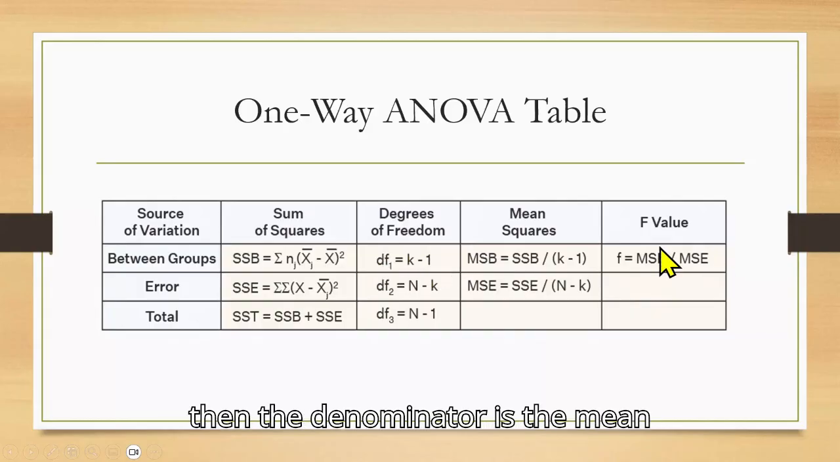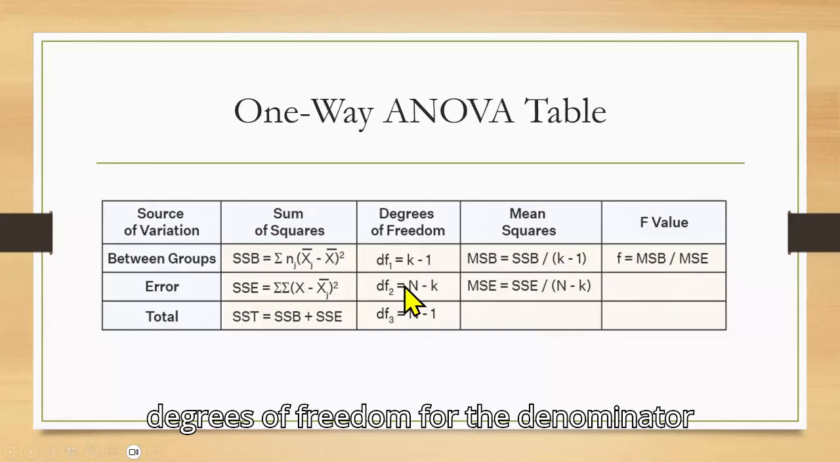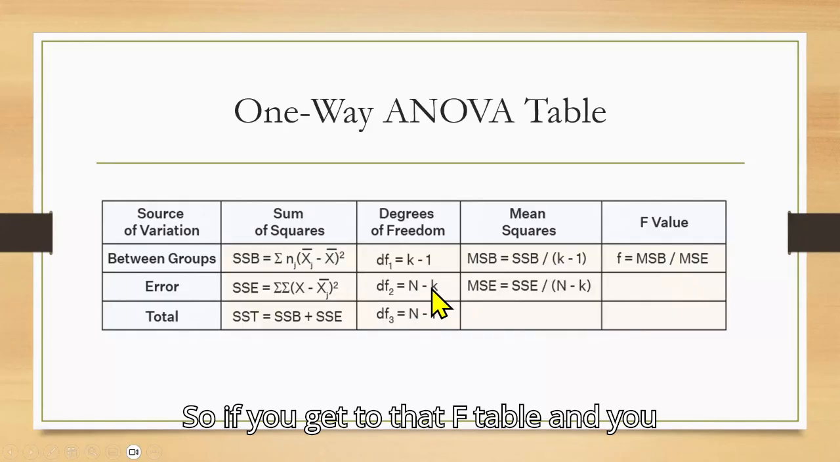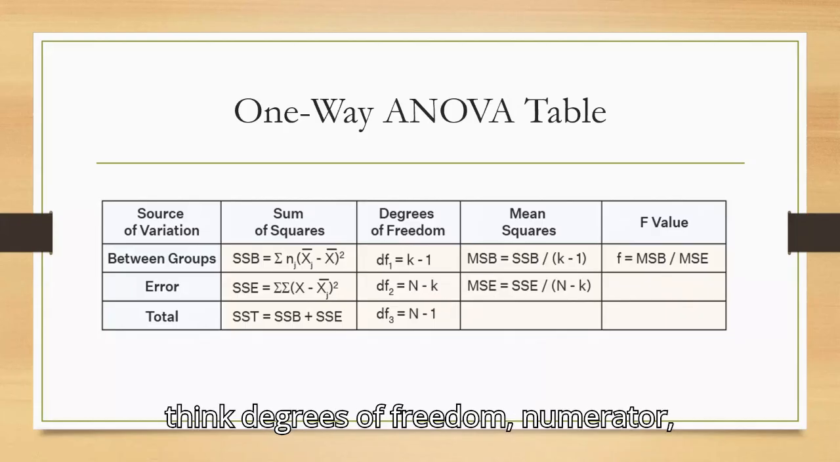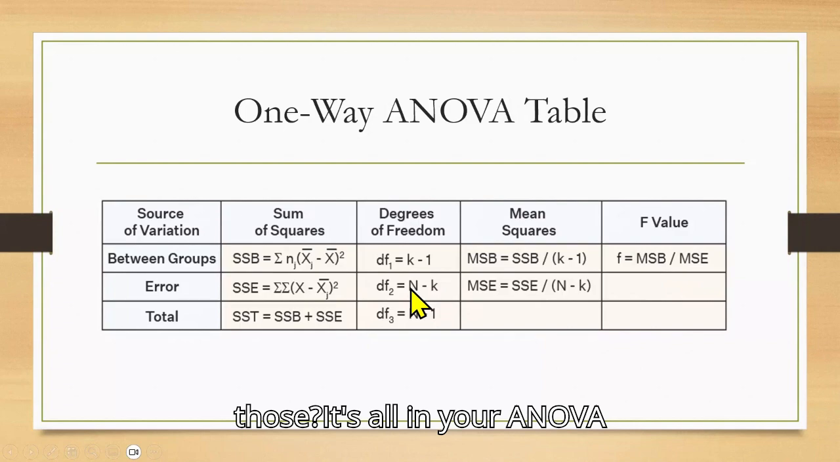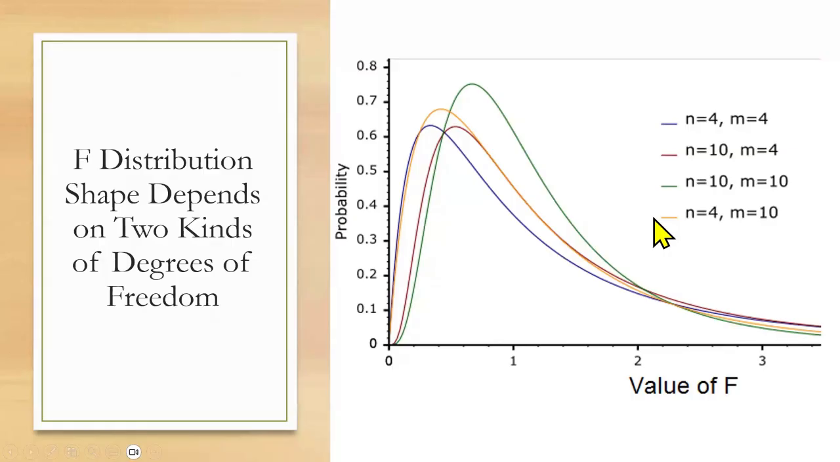And then the denominator is the mean square error. So the degrees of freedom for the denominator, we've got right here in our ANOVA table. So if you get to that F table and you think degrees of freedom, numerator, denominator, wait a sec, where do I find those? It's all in your ANOVA table. So go back to that ANOVA table.